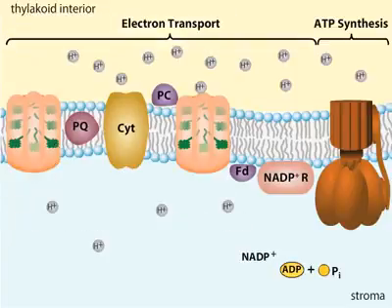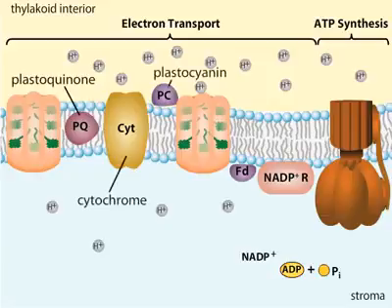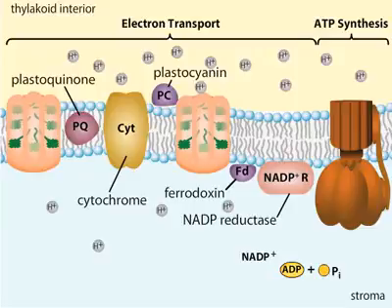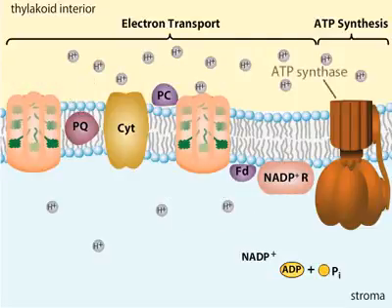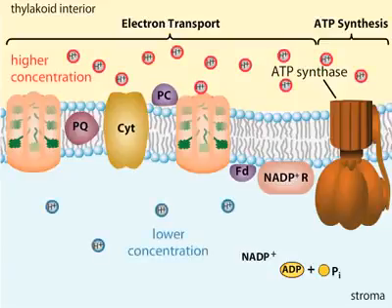In an electron transport chain, electrons are passed from one electron carrier to another in a series of redox reactions. In the thylakoid membrane, the chain consists of carriers called plastoquinone, cytochrome, plastocyanin, ferredoxin, and NADP reductase. In addition to the electron transport chain, thylakoid membranes contain a type of protein complex called ATP synthase. ATP synthase uses the high concentration of hydrogen ions inside the thylakoid as a source of energy. The synthase taps this energy to create ATP molecules, which fuel later stages of photosynthesis.